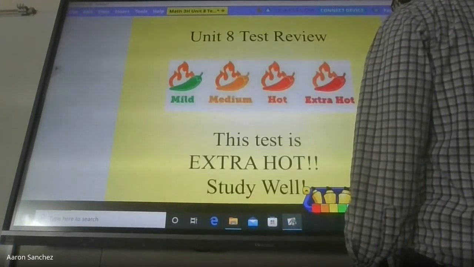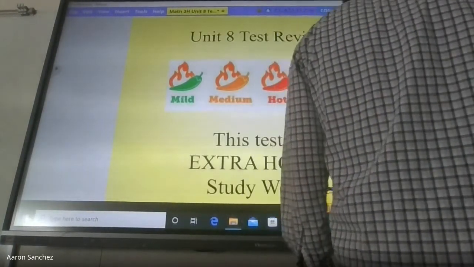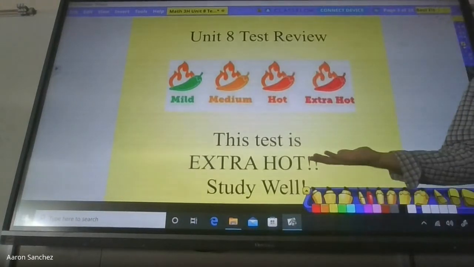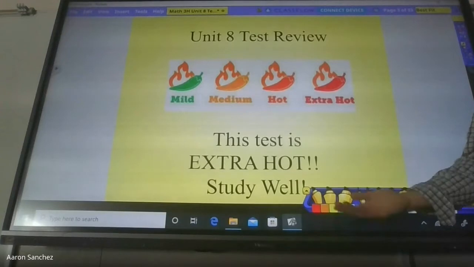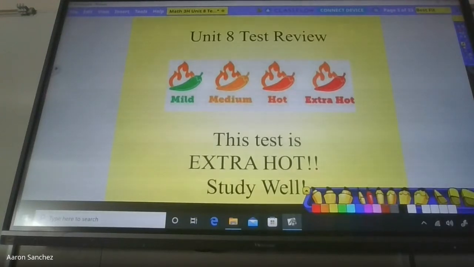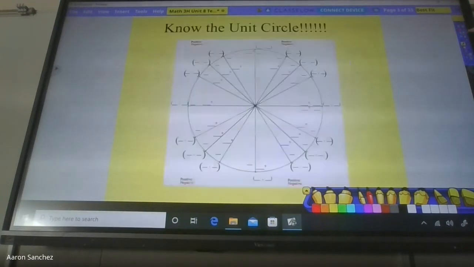But, of course, the catch is this test is going to be difficult. Are we going to have to fill out the unit circle again for the test? Claire asked if we're going to have to fill out the unit circle. My answer to that is yes.